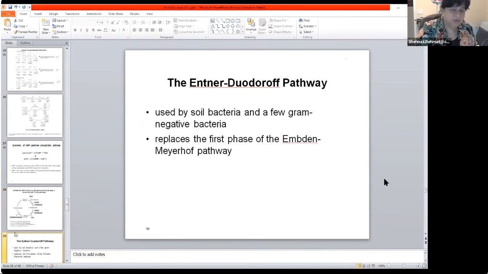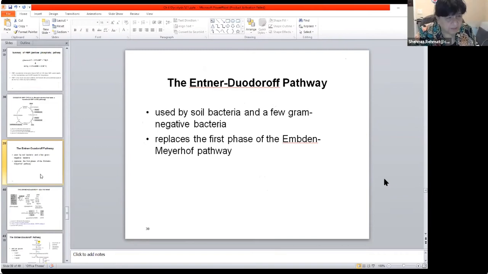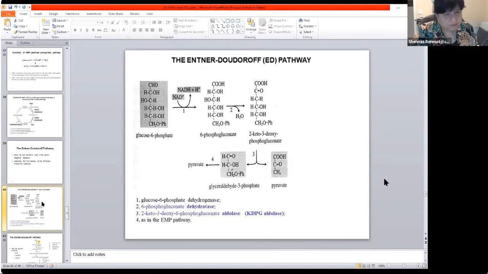Moving on to the Entner-Doudoroff pathway, which is new to you. This pathway, of course, is used mainly by soil bacteria and a few gram-negative bacteria. We found it only in some of them. And this actually replaces the first phase of EMP. So I would say it's a modified one where you're using EMP, but later on, not from the beginning. So let's look at the ED pathway.